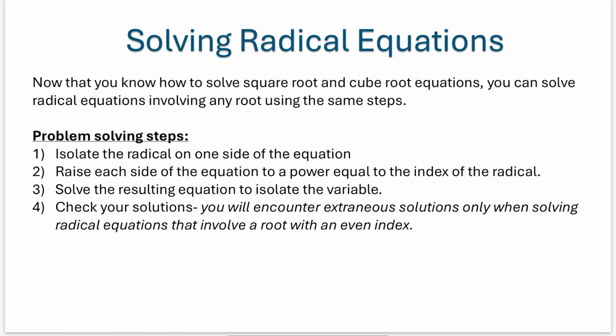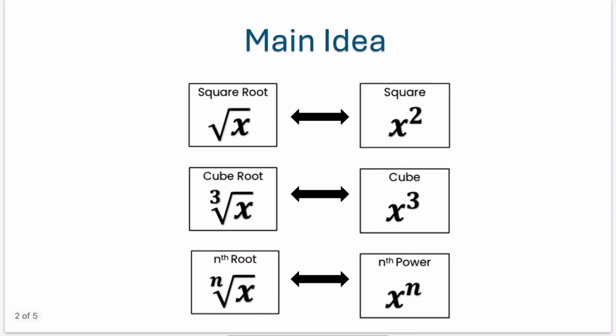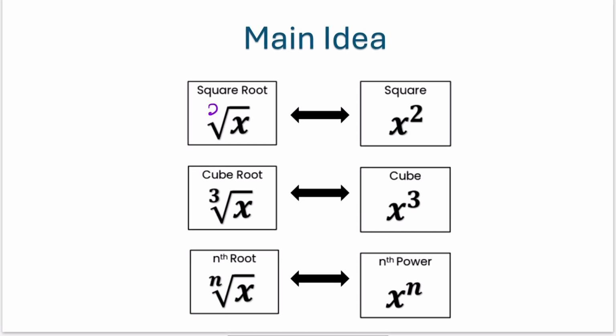So remember, the main idea here is that we can undo that root using a power that is equal to the index. For example, a square root has an index of 2. That's why we undo it by squaring both sides of the equation. Cube roots have an index of 3, so we undo the cube root by raising everything to a power of 3. So if we have any kind of root, an nth root, we can undo that root by raising both sides to an nth power. So let's try some examples.